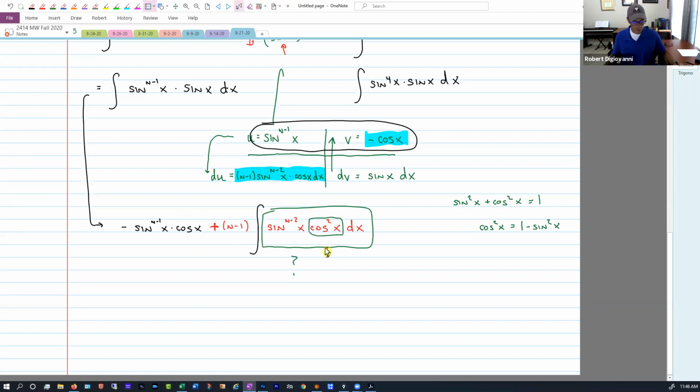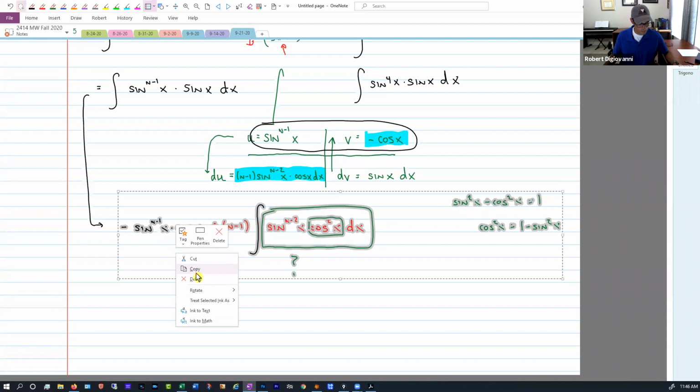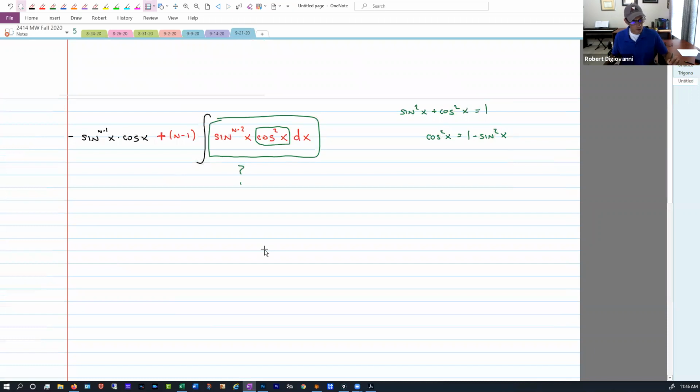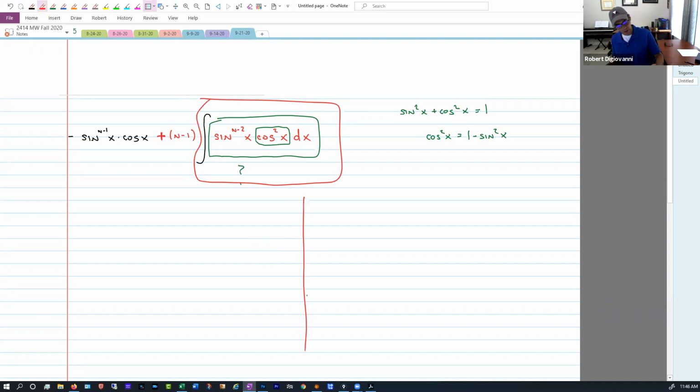And you know what? I'm running out of room here on this page. So I'm going to grab all this, go to the next page. Let's focus all of our attention right now on this integral. And we'll come back and remember there's a bunch of stuff over here we still need to do. That integral is now sine to the n minus 2 of x times 1 minus sine squared x dx, just replacing cosine squared with 1 minus sine squared.